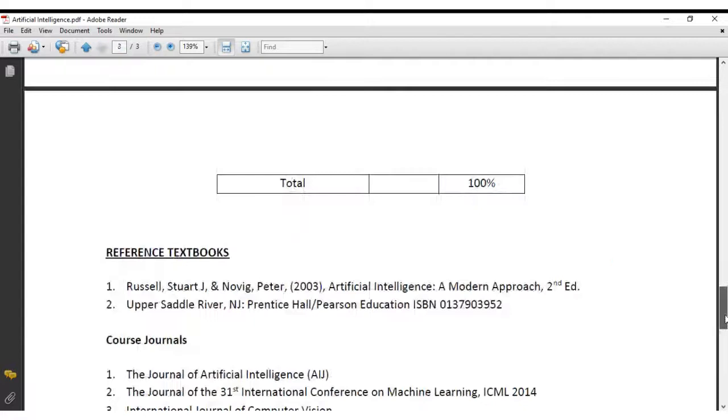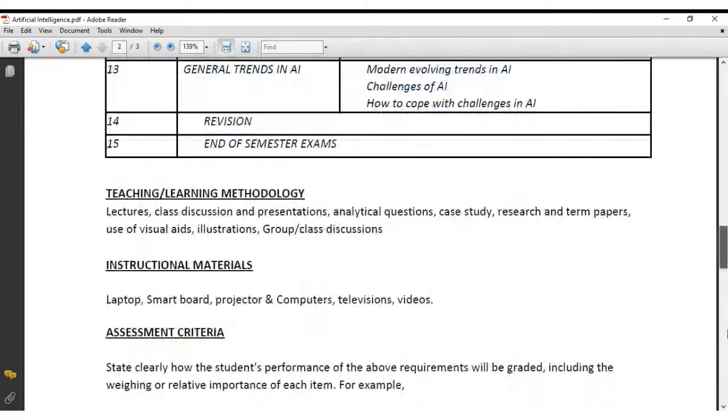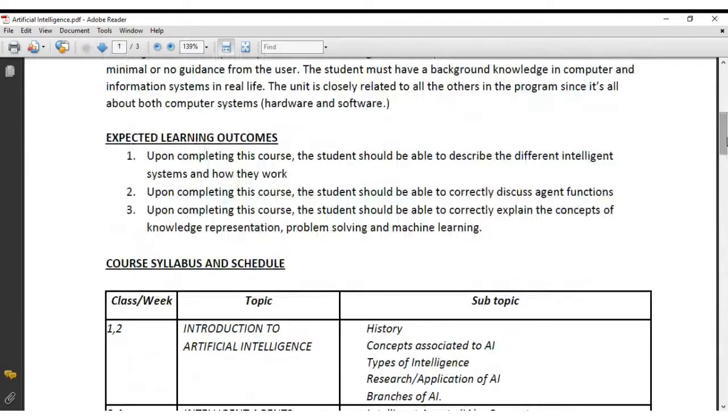There are some books you can use. The reference textbook: Russell Stuart and Norvig Peter, Artificial Intelligence: A Modern Approach, Upper Saddle River, Prentice Hall and Pearson Education, ISBN. That is the ISBN number. All right, so that is what we have for the course outline. That is what we are going to be studying this semester.